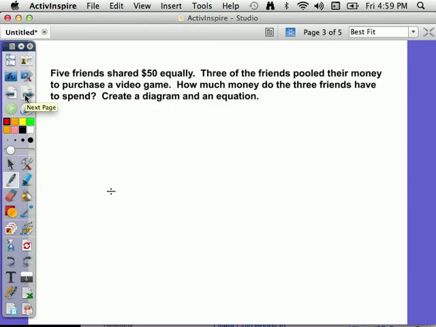5 friends shared $50 equally. 3 of the friends pooled their money to purchase a video game. How much money do the 3 friends have to spend?